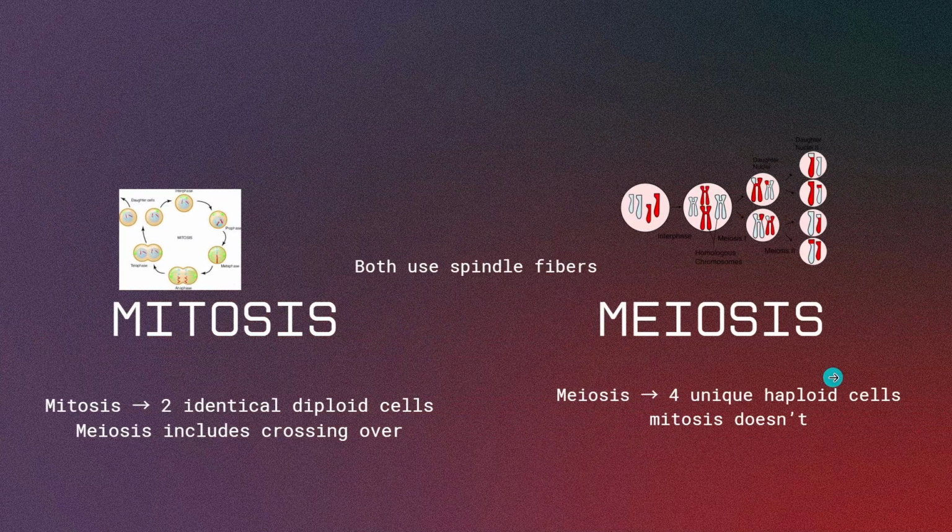So, mitosis versus meiosis. Mitosis is 2 identical diploid cells, no crossing over, for growth or repair. Meiosis is 4 unique haploid cells. Crossing over happens and it's for sexual reproduction. Both use spindle fibers, but their outcomes are totally different.